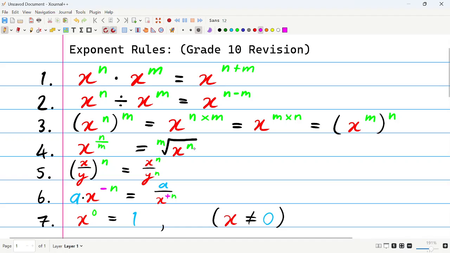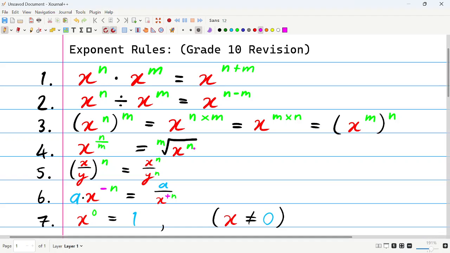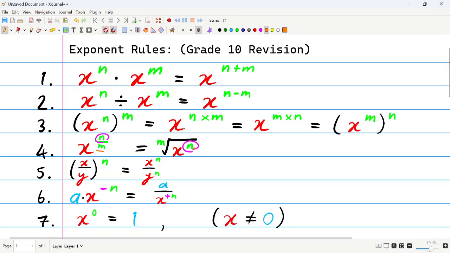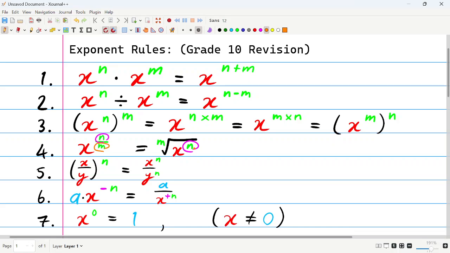Now notice that every single time we see the top of the fraction, right, for the exponent, it'll always go with the base within the surd. But notice that whenever there is some variable at the bottom of the fraction within the exponent, it will always go outside. It will be the main component of the surd. So it'll be the mth root.